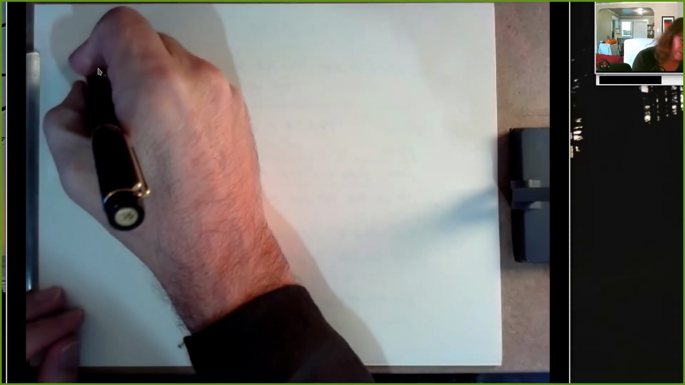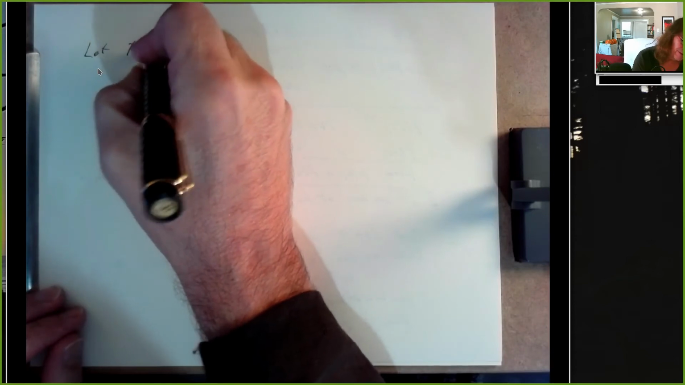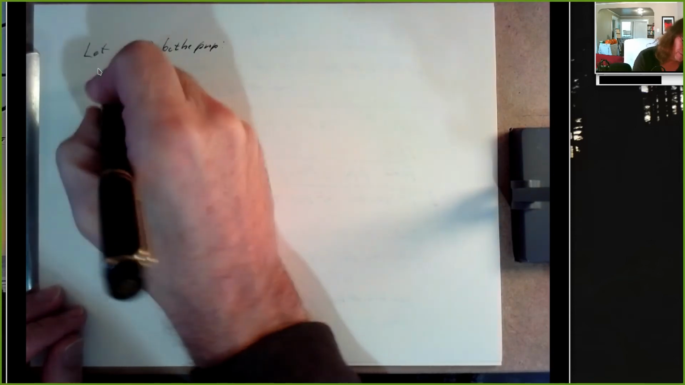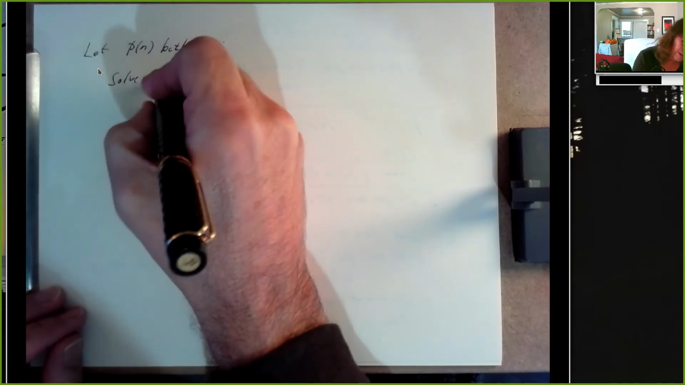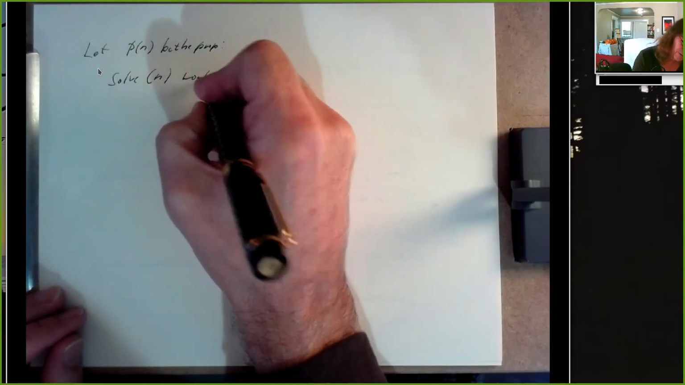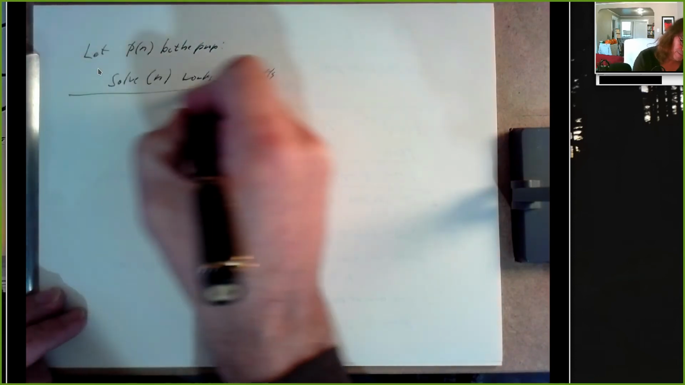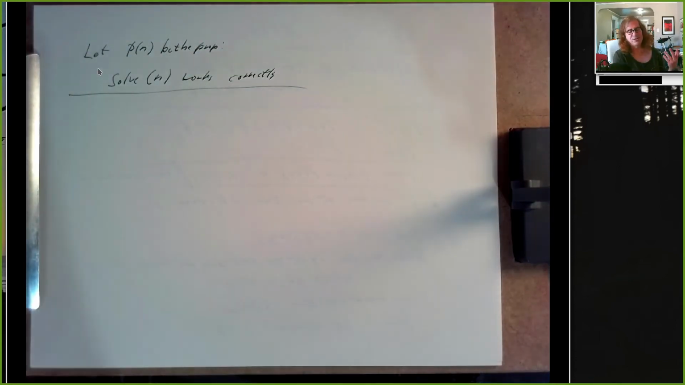So let P of n be the proposition solve of n works correctly. You pass 2 other arguments to it, but basically using my solver for n, P of n is the proposition that solve works correctly for the value n.